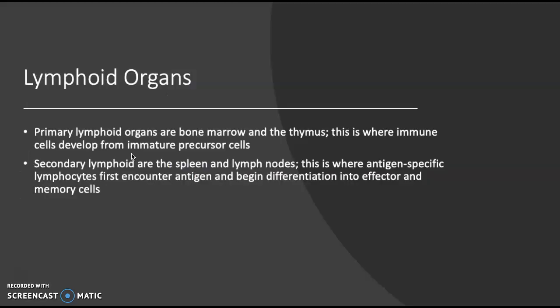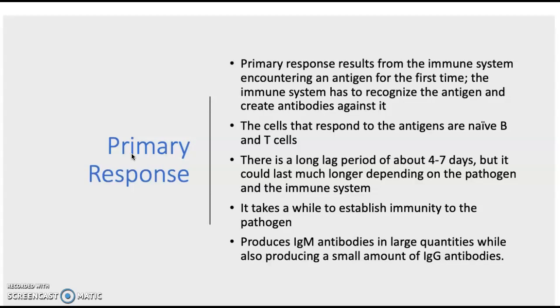So I'm going to talk about the lymphoid organs now. The primary lymphoid organs are the bone marrow and the thymus, and that is where immune cells develop from immature precursors. The secondary lymphoid organs are the spleen and lymph nodes, and that is where antigen-specific lymphocytes encounter antigen and begin to differentiate into effector and memory cells, which I also spoke about earlier.